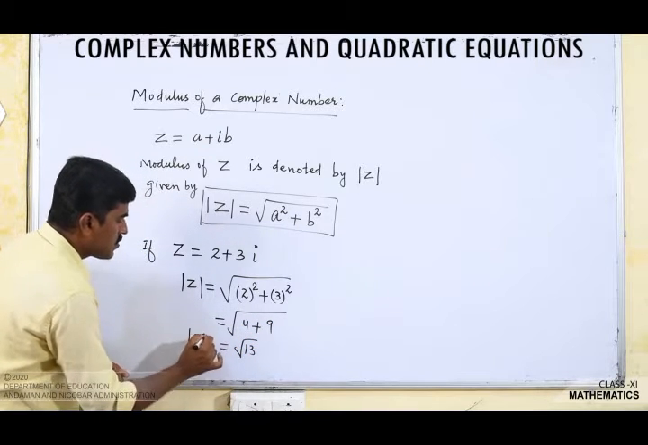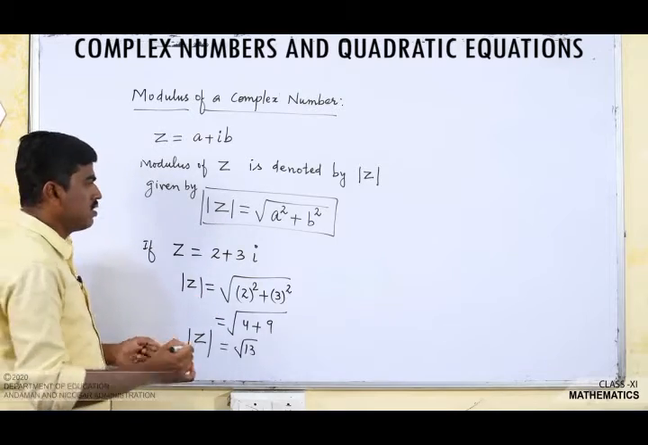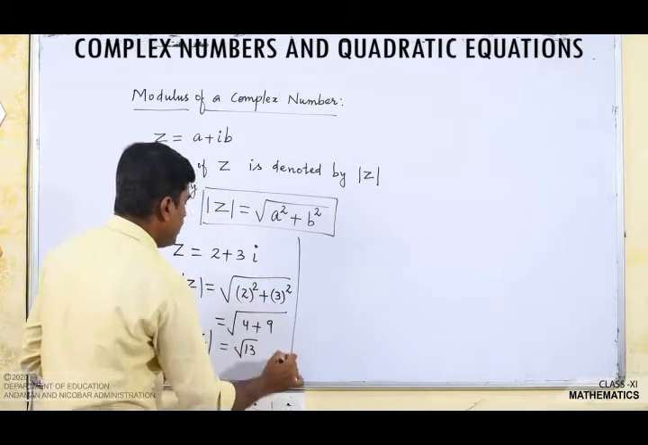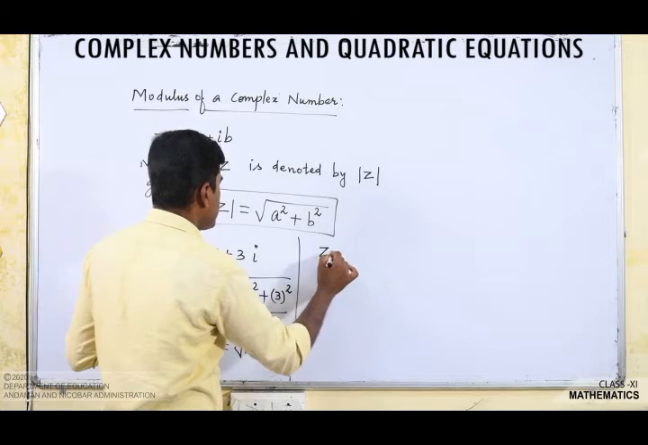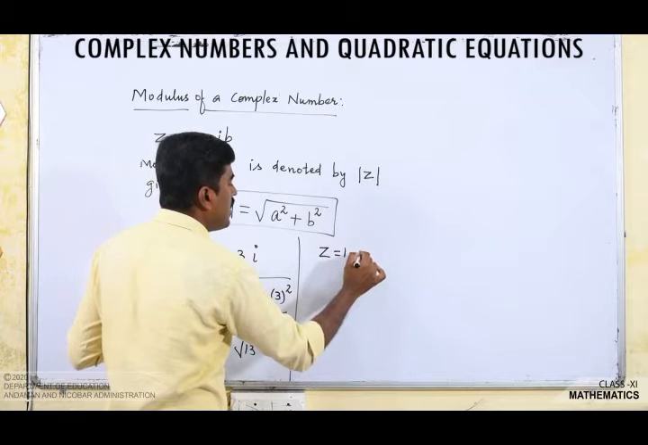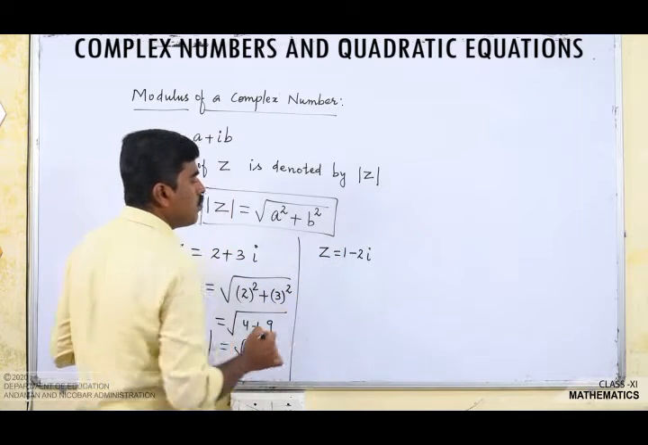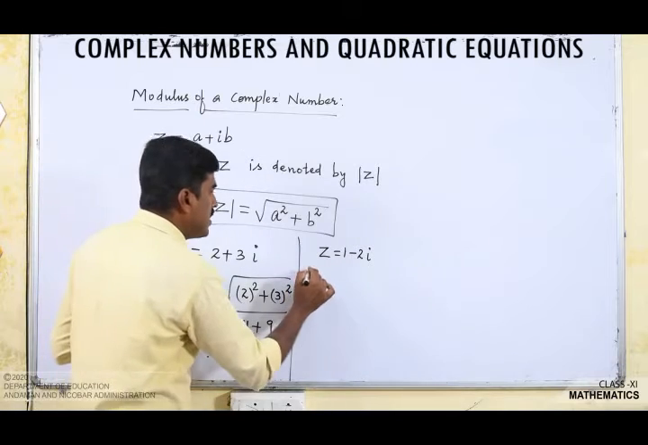Here the modulus of z is root 13. Let us take one more example. Suppose z is equal to 1 minus 2i. Then what is mod of z?